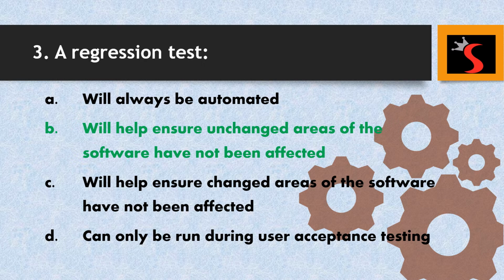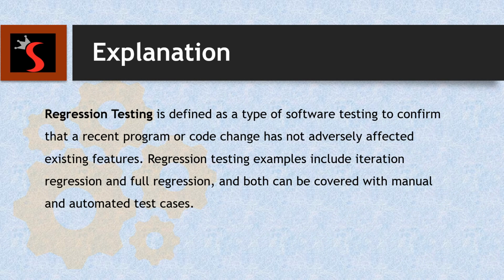And the right answer is option B. Will help ensure unchanged areas of software have not been affected. Explanation: Regression testing is a type of software testing to confirm that a recent program or code change has not adversely affected existing features. Regression testing examples include iteration regression and full regression, and both can be covered with manual and automated test cases.